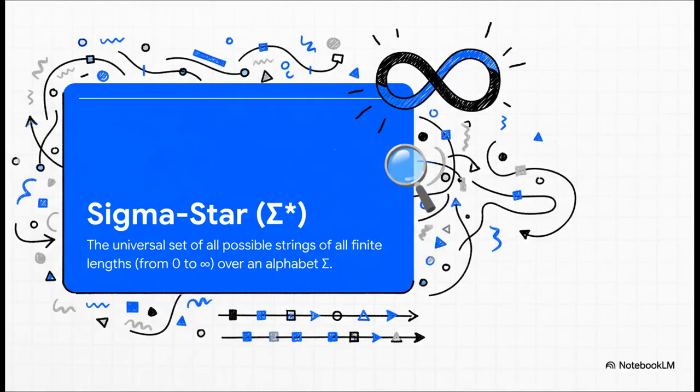This is sigma star. It is the ultimate collection, the set of every string of every possible finite length that you can create from a given alphabet, from length 0 all the way to infinity. It is quite literally the universe of strings for that alphabet.